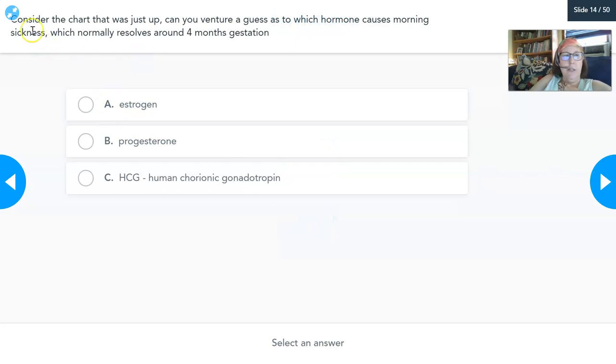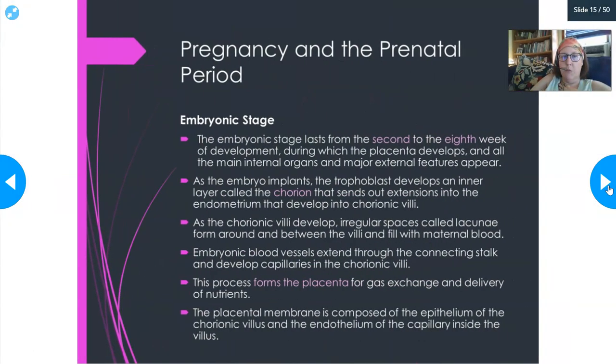Another little practical application. Consider the chart that was up. Can you venture a guess of which hormone is probably causing morning sickness? Morning sickness usually goes away at about 4 months. So when we looked at that graph, which one do you think might be responsible?